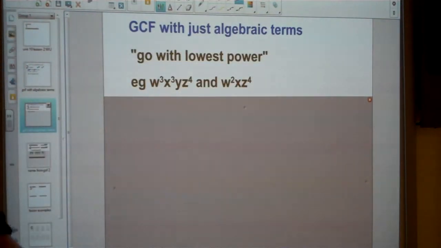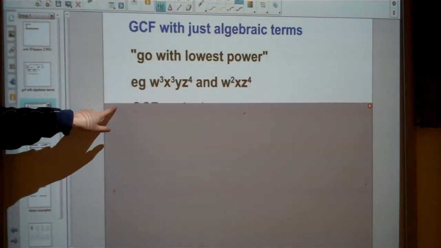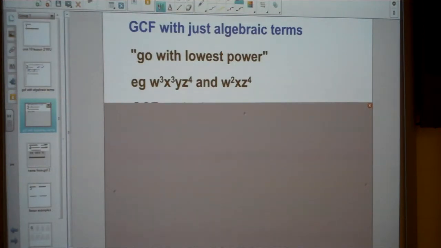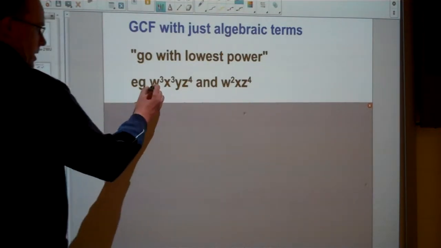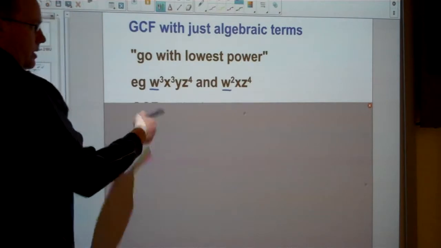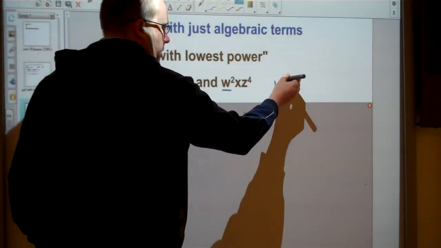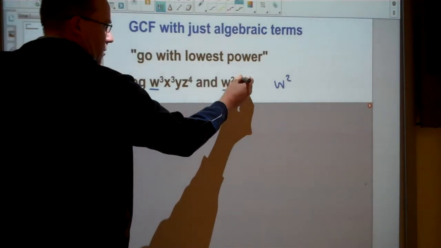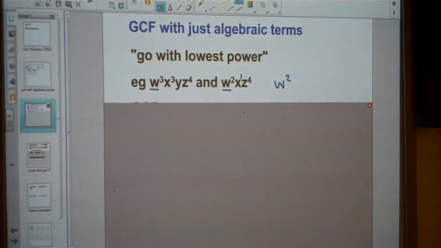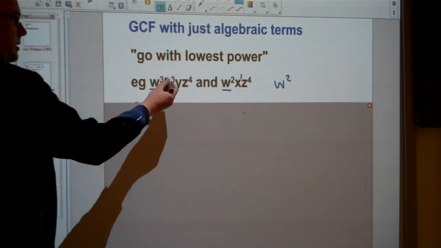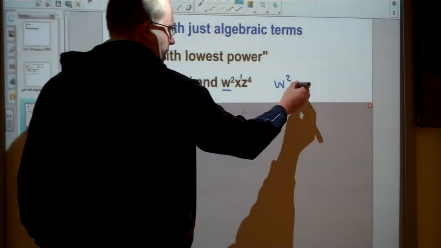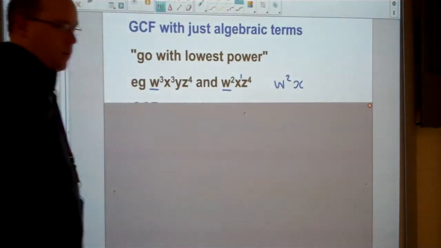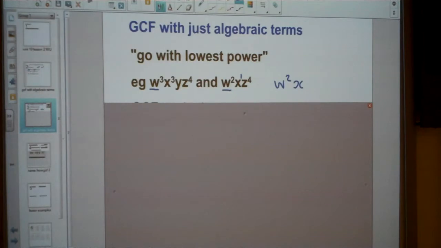So if I give you something slightly more complicated, say like that, then we just look at each term in turn. So w cubed, w squared, go with the lowest power, w squared. I've got x cubed and x. Now remember, if there's no power there, it just means it's to the power of 1. So I've got x to the 3, x to the 1, the lowest power is x to the 1. I can put the 1 there if I wanted to, I'm just going to leave it as x.